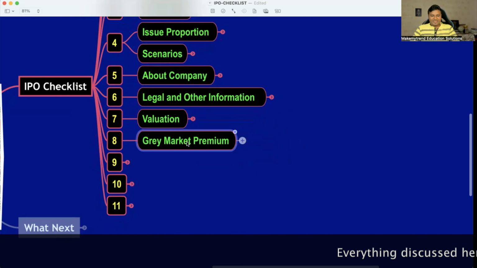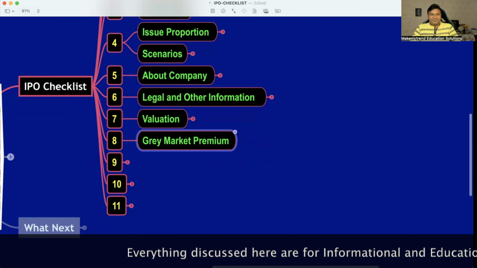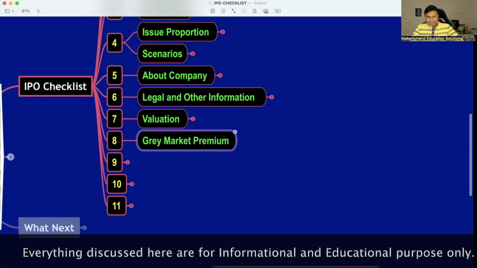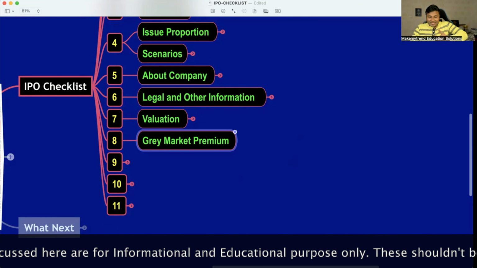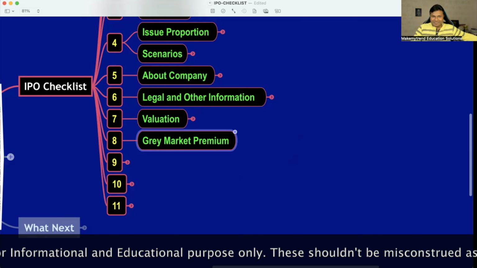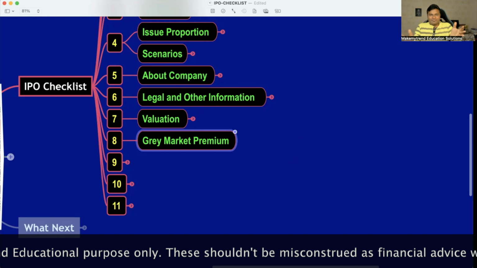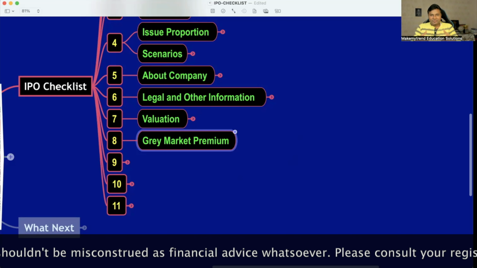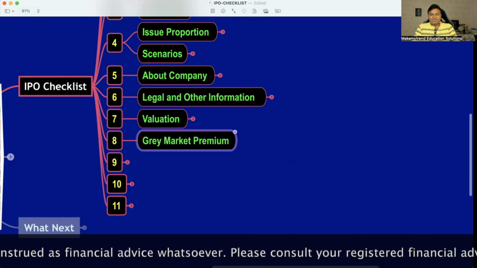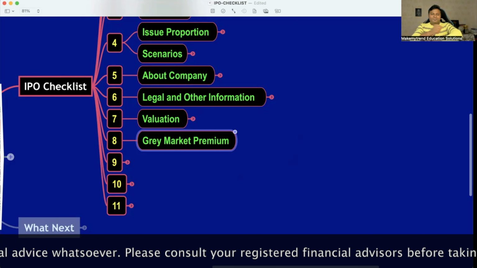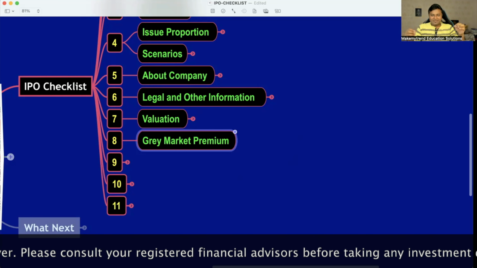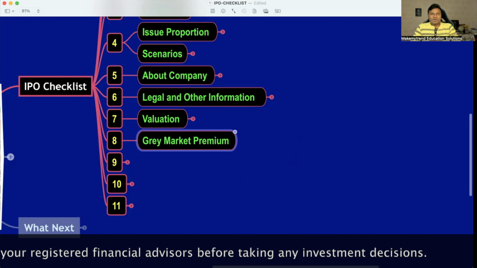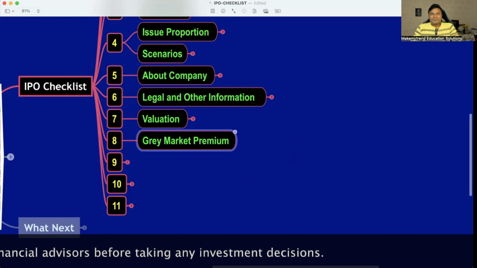Now, the next one is called gray market premium. What do you mean by gray market premium? GMP refers to the premium at which IPO shares are traded in the unofficial market before listing. There are two types of market. One is the listed market, where the exchange is the place where you go to trade. Another type is the unofficial market. There are many websites, which I'll be discussing towards the end, where you'll come to know about the current market of that particular IPO.